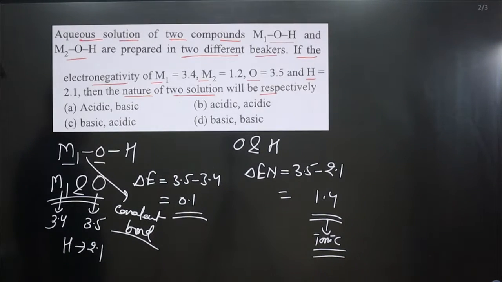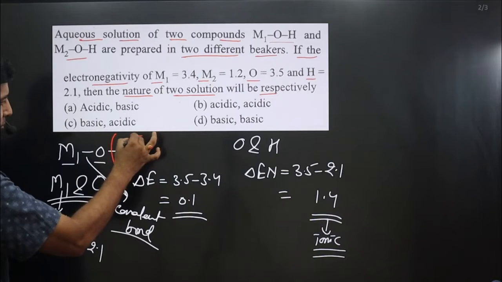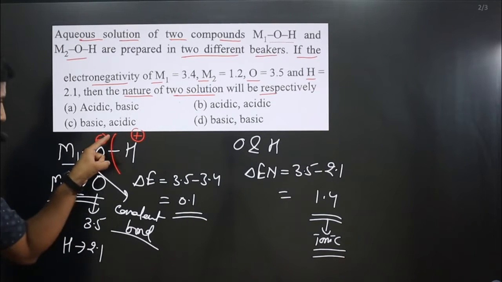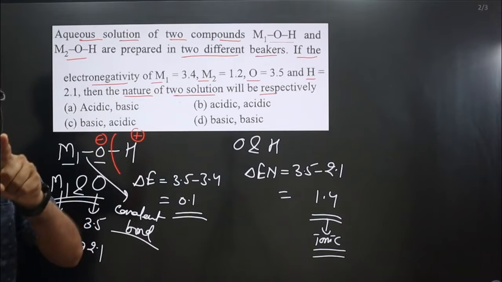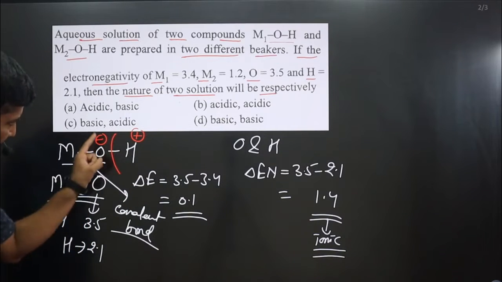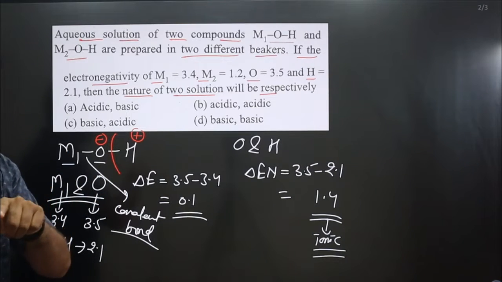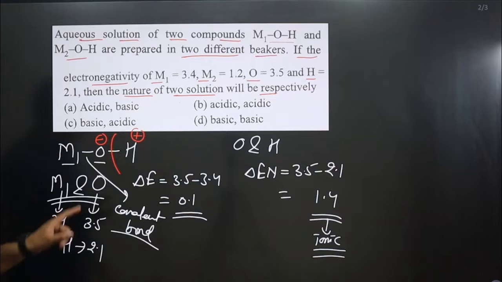Ionic bond can be broken. In general, if we break this bond, this will be positive and this will be negative. Ionic bond means positive and negative will be there. This is a covalent bond, we cannot break it. Now when we break this bond, this compound is liberating H plus ion. Since it is liberating H plus ion, it shows acidic character. Very interesting. The first compound is acidic by nature.